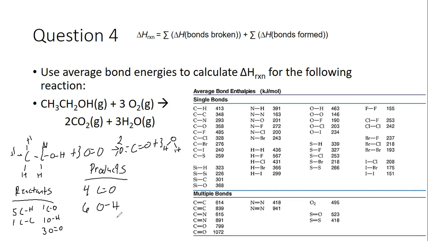So now I can do my math, or at least I can set up my mathematical equation. I'm going to set up my mathematical equation here at the top because I'm running out of space at the bottom. All right, so we have 5 carbon-hydrogens plus 1 carbon-carbon plus 1 carbon-oxygen plus 1 oxygen-hydrogen plus 3 oxygen-oxygen double bonds minus 4 carbon-oxygen double bonds minus 6 oxygen-hydrogen single bonds.